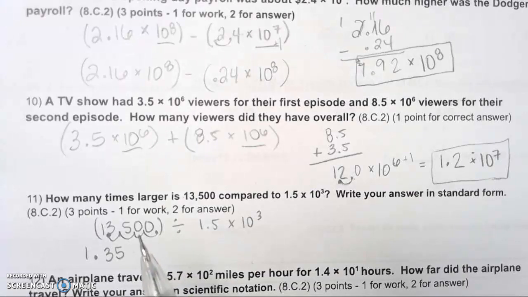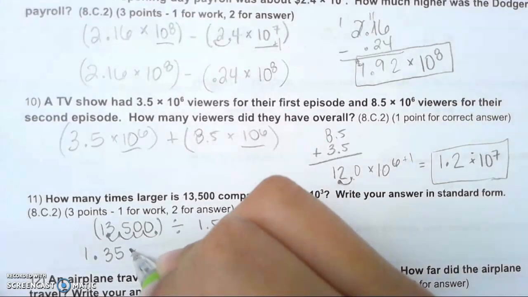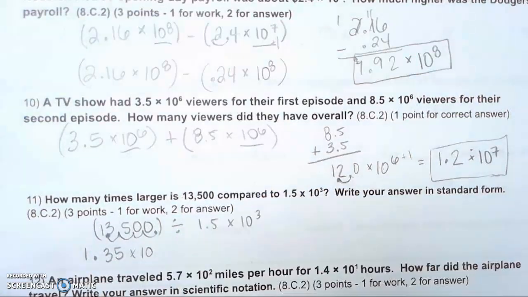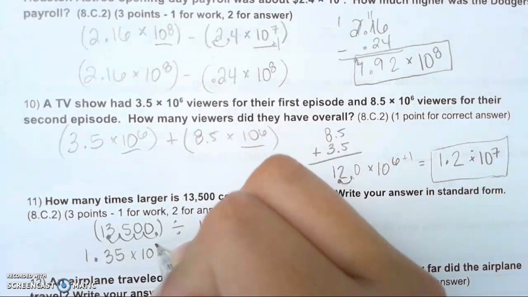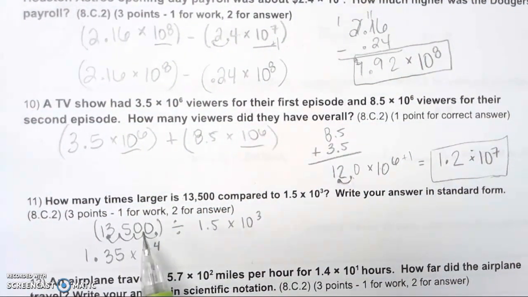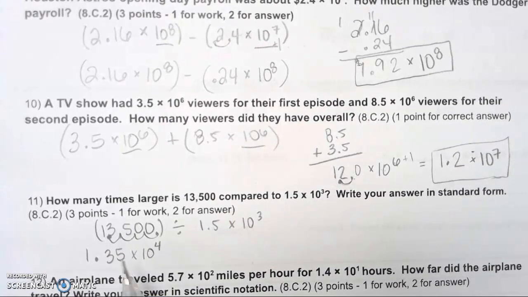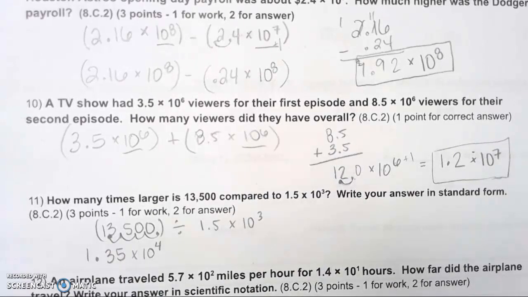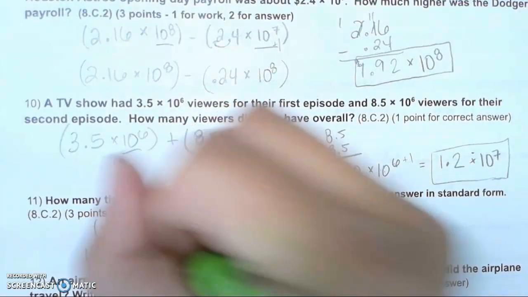And then, since you moved it 4 units to the left, remember that you made the number smaller. So since you are making the number smaller, your base of 10 here needs to have a positive exponent to account for making 13,500 smaller. So since you moved it 4 units to the left, you should have 10 to the positive 4 power. So that then, if we were to multiply this out, 1.35 times 10 to the 4th is the same thing as 13,500. Okay? And then you're just going to divide like normal.